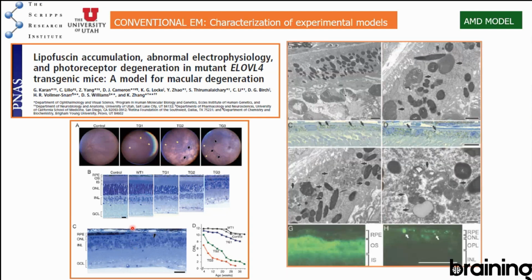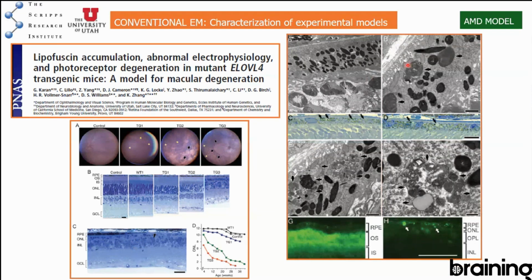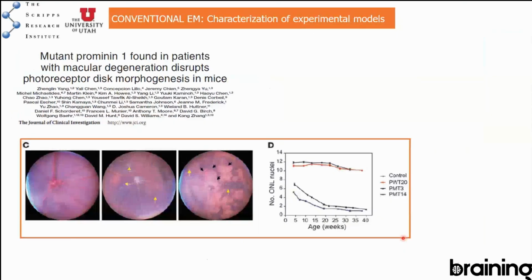So when we looked at the EM level, we saw the lipofuscin accumulations in a type of cell, which is the RPE cells of the retina, and also some defects which correlate with what we saw at the light microscopy level. So it's a good way of confirming some of the results that you can get at the light microscopy level. Okay.